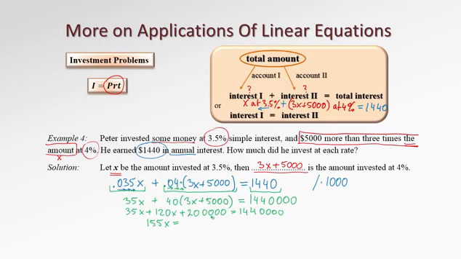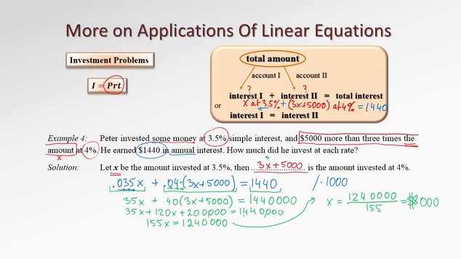155x equals, and then this is 200,000, and here we have 1,440,000. So when we subtract 200,000, we have 1,240,000. And finally, divide by 155, x becomes 124 and 4 zeros divided by 155. That equals, you may want to use a calculator for this answer, that becomes 8,000. Okay, so we invest $8,000 in the first account.